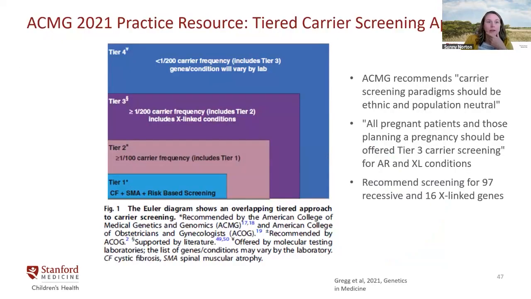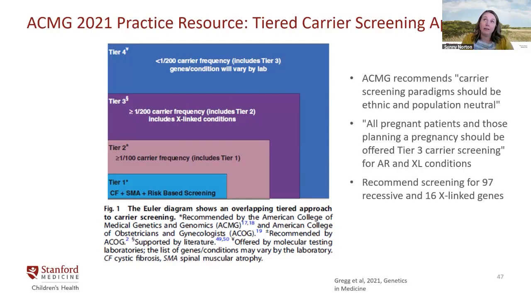So in 2021, ACMG released a practice resource stating that carrier screening should be ethnic and population neutral, and all patients who are pregnant or wanting to become pregnant should be offered what they call Tier 3 carrier screening for autosomal recessive and X-linked conditions, 97 recessive and 16 X-linked genes.